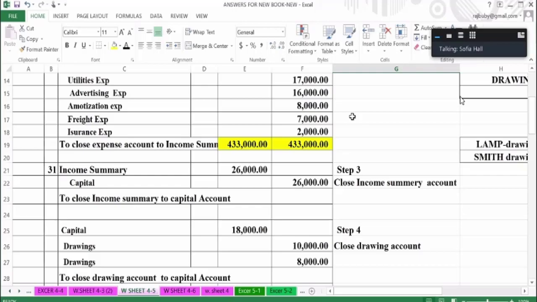The other accounts are closed. Next year, you are going to start from zero balance for all the temporary accounts. Even in computerized accounting, you only have to select the close box. The system automatically closes everything. The next year you will see a fresh ledger.